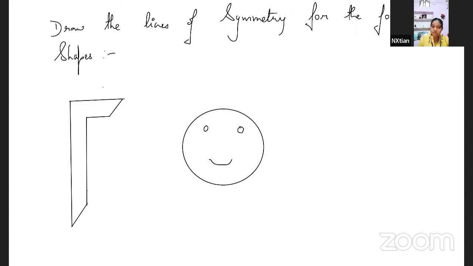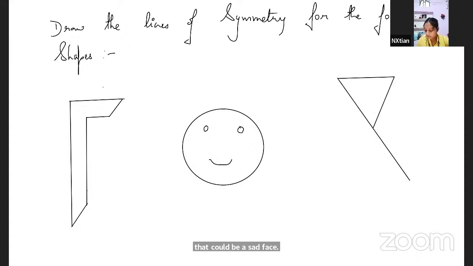Sad. I thought that was going to be a sad face. And then, no, it's a happy face.